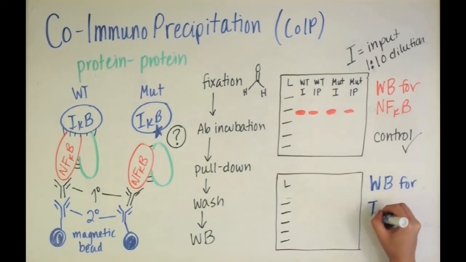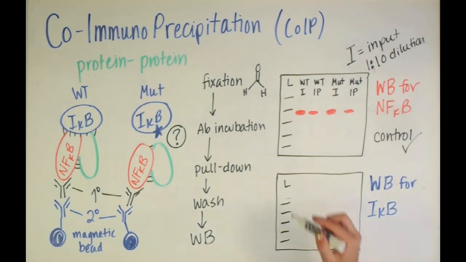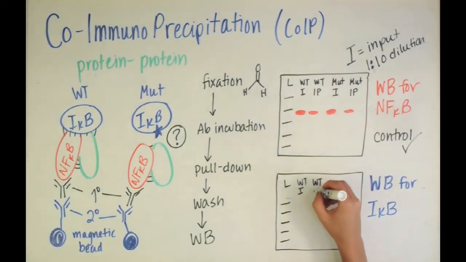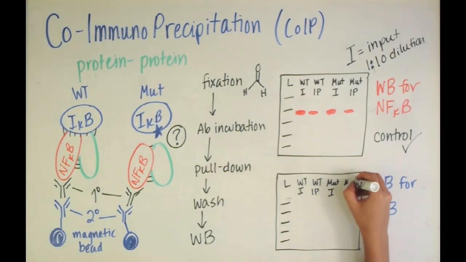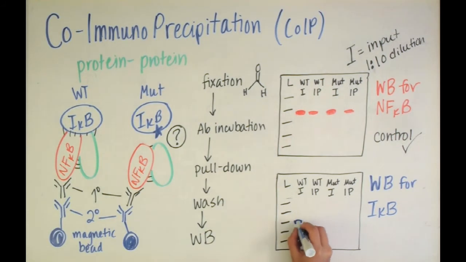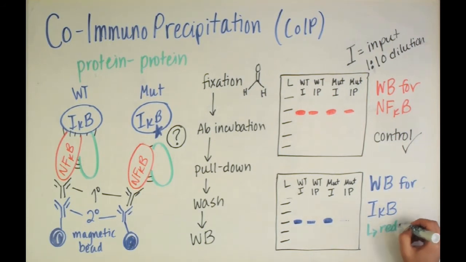But what we're really interested in is probing for I-kappaB. We want to see if the mutant is bound to NF-kappaB. If our hypothesis is correct, we should see I-kappaB in both inputs, since this sample was essentially untreated. And we should also see it in the wild-type sample, but not in the mutant, indicating reduced binding.